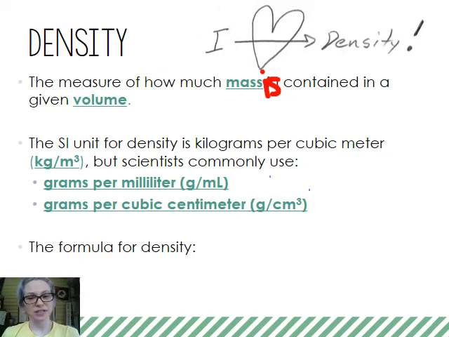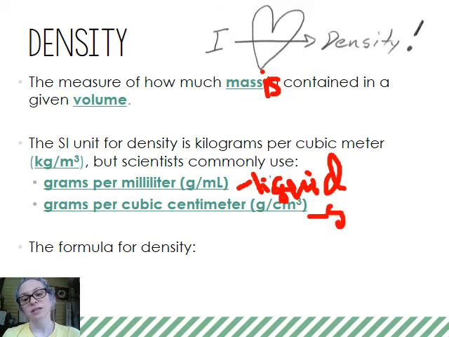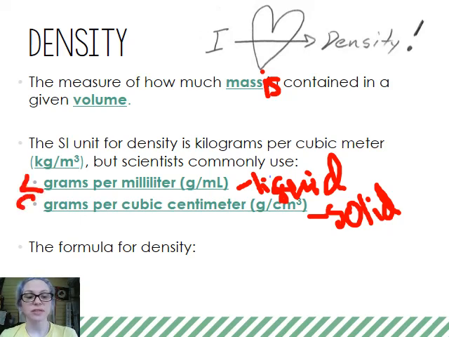The SI unit for density is a kilogram per cubic meter, kg/m³, but we use grams per milliliter for a liquid. Okay, this is just for liquids. And then we use grams per cubic centimeter for solids. And go ahead and document that on your note sheet as well, so that you know this one is for liquids and this one is for solids.